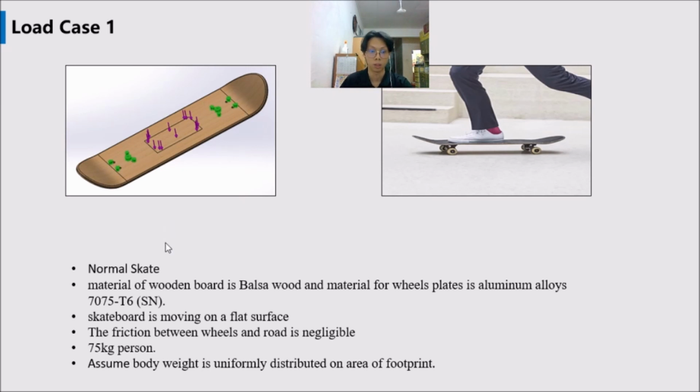Next, we assume that the user is 75 kg. The area of the footprint is simplified into a simple rectangular shape and we assume that the body weight is uniformly distributed on the area of the footprint. So in the next slide, I will present the result of the simulation.